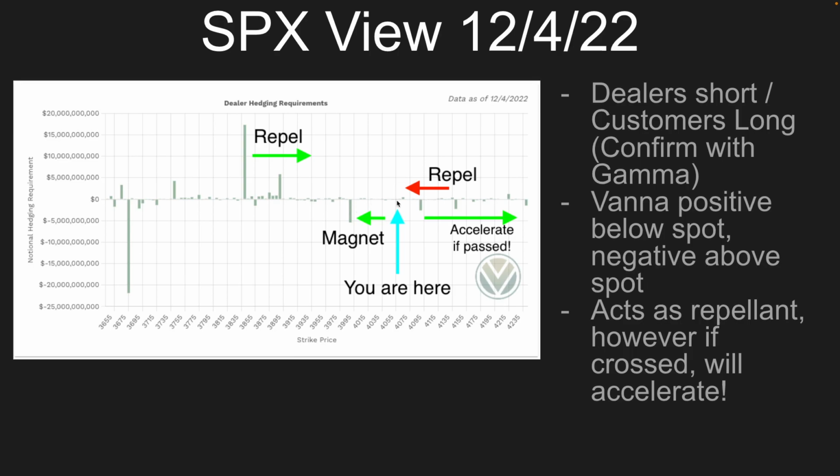Instead of acting as repellent, it actually acts as more of a magnet. So based on the large amount of Vanna here that we see, we could see that, given the way institutions have to hedge due to this, we're more likely to be drawn to 4,000 than we are to be pushed away from it.